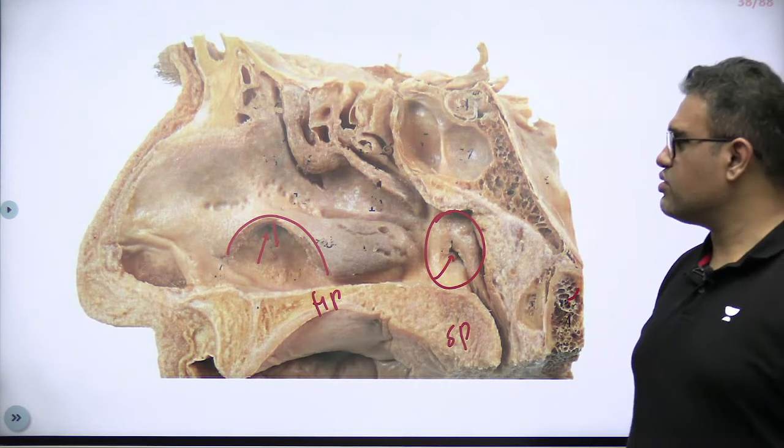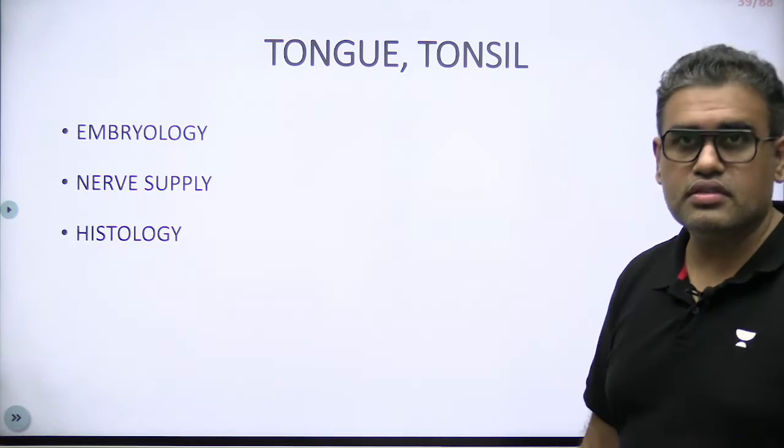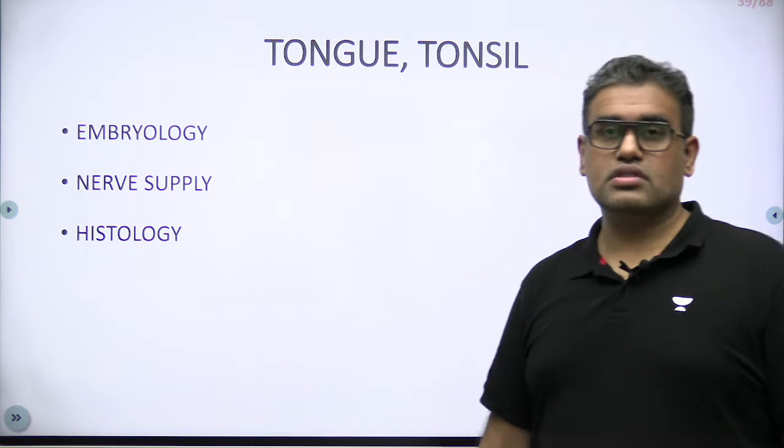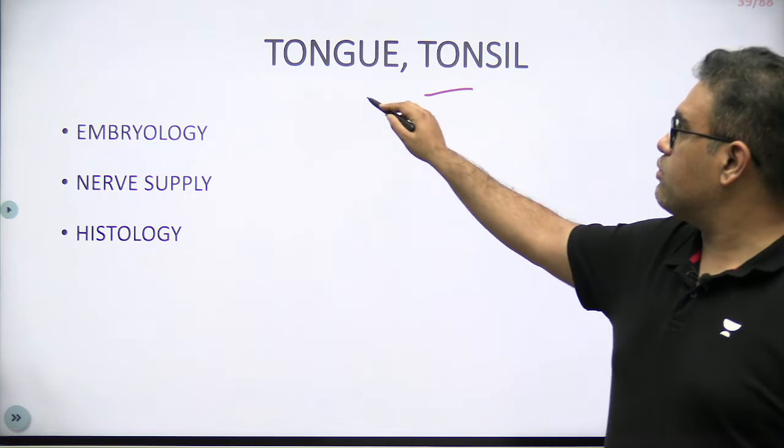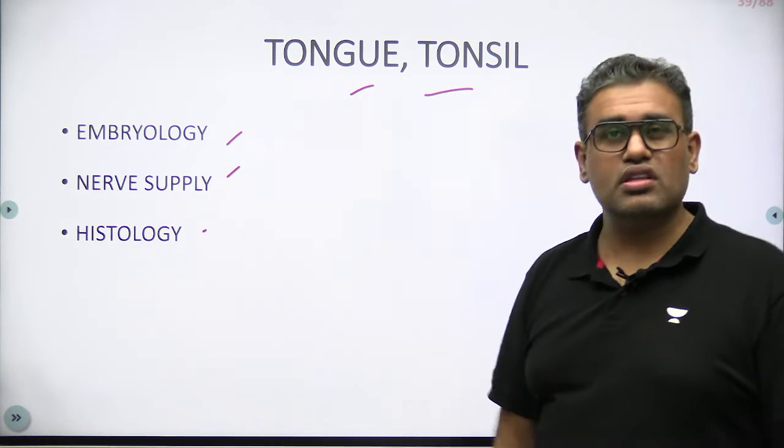A lot of things you can see from this particular image and other things, right? Now we come to this tongue and tonsils. Tongue, tonsils, oral cavity. Needless to say, both of their embryologies are very important. Nerve supply, histology, all these are important.